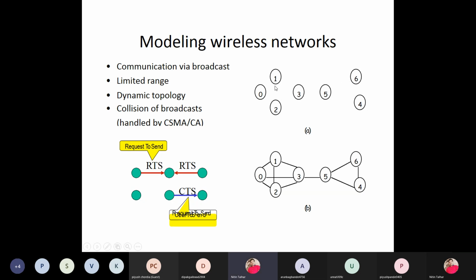Now in this diagram you can see that the nodes are dispersed, 1, 2, 3, 4, 5. Then how they are connected with each other, the model of the wireless network. Here nodes 0, 1, 2, 3 are connected in one region. Nodes 4, 5, 6 are connected in another region. And these two regions, the first and second half, as you can see in the second diagram, are connected with each other. That is, 3 and 5 are connected. There is a communication link between 3 and 5.